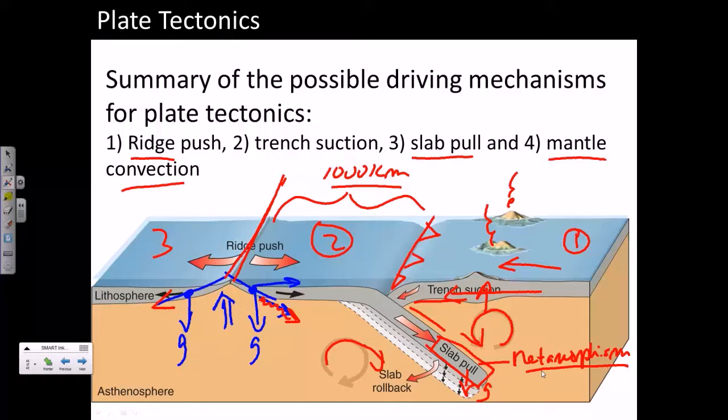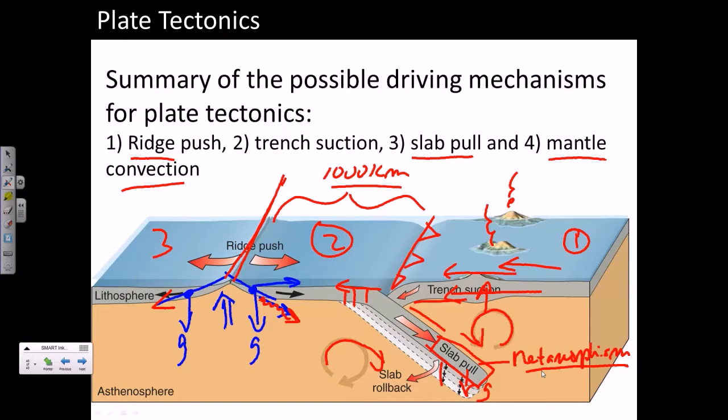Another factor that's going on here is something else called slab rollback. And as the slab gets denser and it gets older and colder, it will sink. And as it does so, it sinks back and back. And that means the trench moves back to the left as the slab rolls back, and so that can also cause plate number 1 in this case to move off to the left as well.